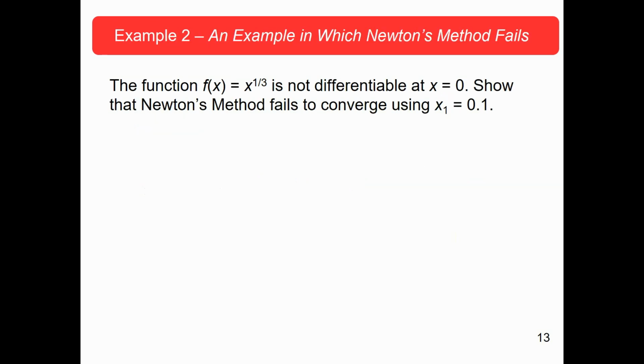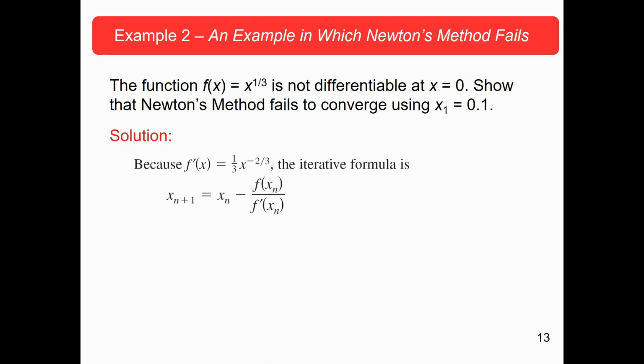Another way that Newton's method can fail is going to happen here. So imagine we have x to the 1/3 power, okay? This function is not differentiable at x equals 0, okay? Now, we want to show that Newton's method fails to converge. And we're going to use 0.1 as our initial guess, okay? So if we take the first derivative, we get 1/3 x to the negative 2/3.